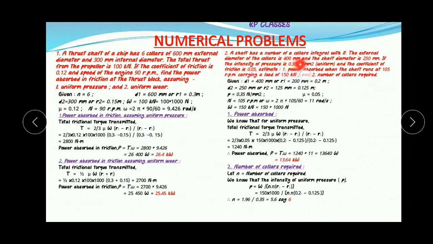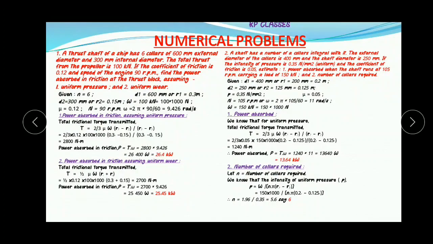Let us discuss another problem. A shaft has a number of collars, it is not given, it is also a multicollar, integral with it. The external diameter of the collar is 400 mm and the shaft diameter is 250 mm. If the intensity of pressure is 0.35 Newton per mm square, uniform, and the coefficient of friction is 0.05, estimate power absorbed when the shaft runs at 105 rpm, carrying a load of 150 kilonewton.